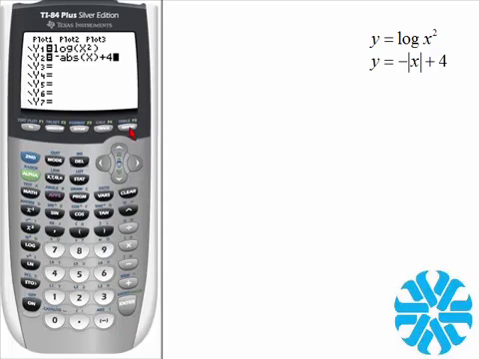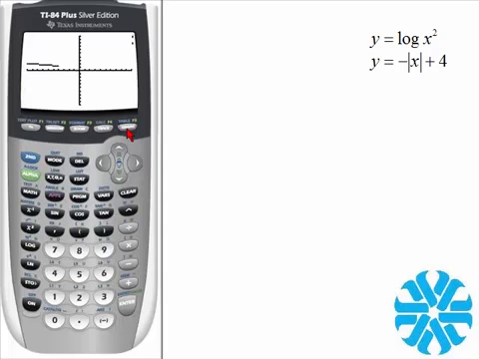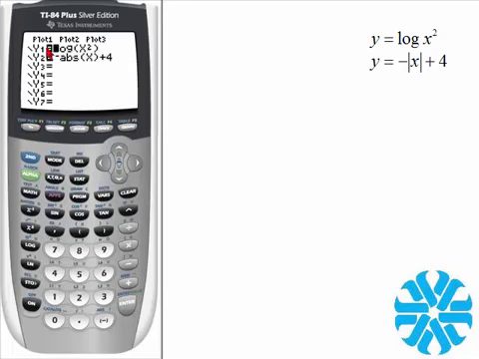So now we'll go ahead and just hit graph. So the first function it drew was the log of x squared, and here's the second one, the absolute value function, or the opposite of the absolute value of x plus 4. Now remember that this graphs in order, so it will graph this function first, and then it'll graph the second function second, and then the third function third, and so on.